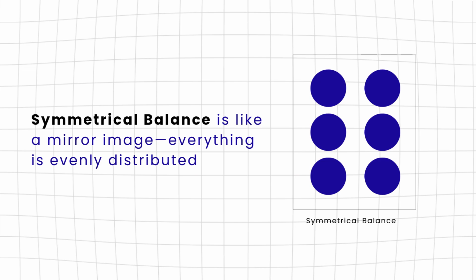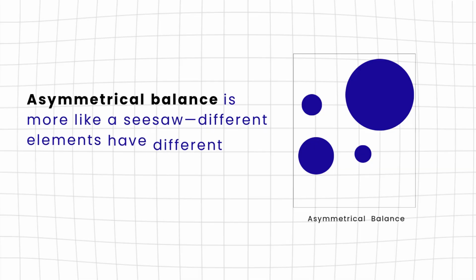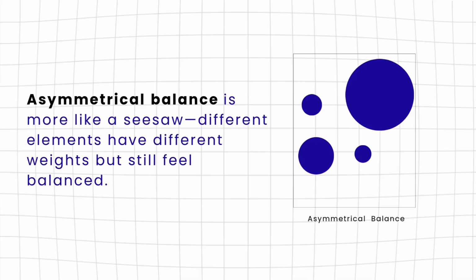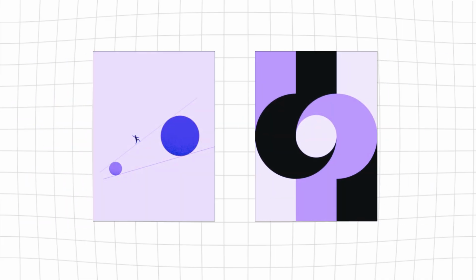The next one is asymmetrical. Asymmetrical is more like a seesaw. Different elements have different weight, but still feel balanced. The circles are different in sizes, but still it gives a good look. It doesn't feel very different. Yeah, so this is balance.